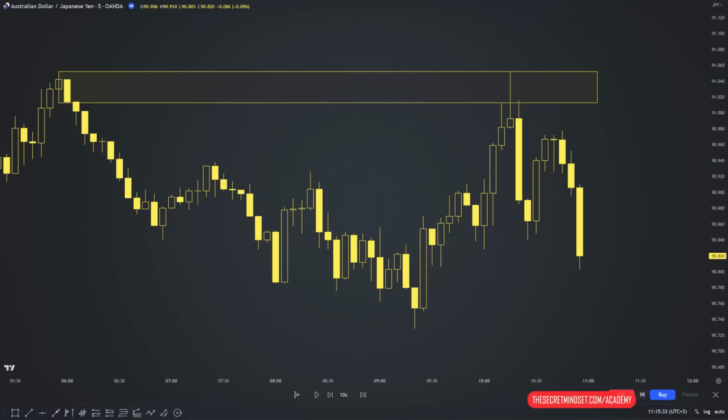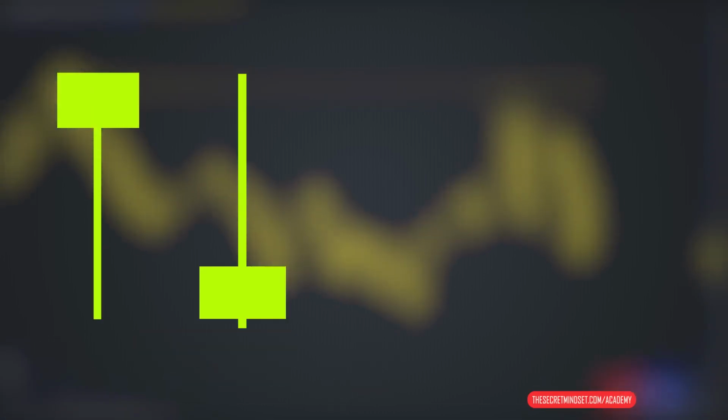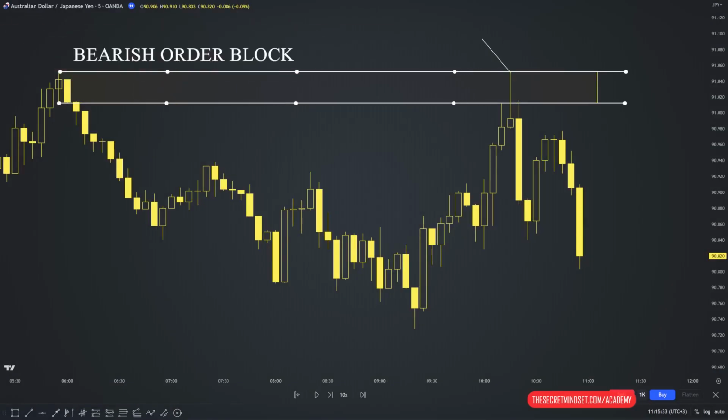The other price action signal you can use when looking for entries into order blocks is the pin bar. Pin bars, as you already know, show a rejection is taking place in the market, usually from a support or resistance level, or recent swing highs or lows. Here's an order block. When price returns to the zone, you will then need to switch to a lower time frame to look for a pin bar that you can use as an entry trigger into your trade.